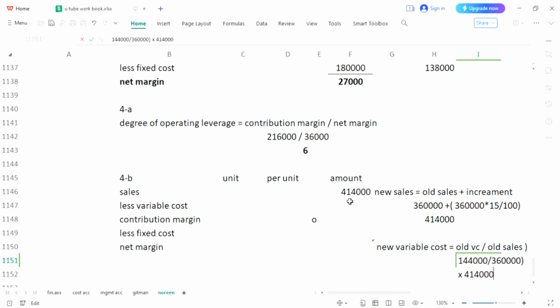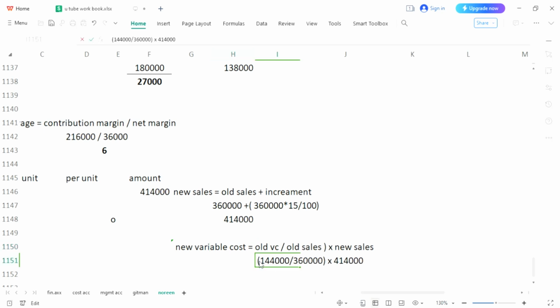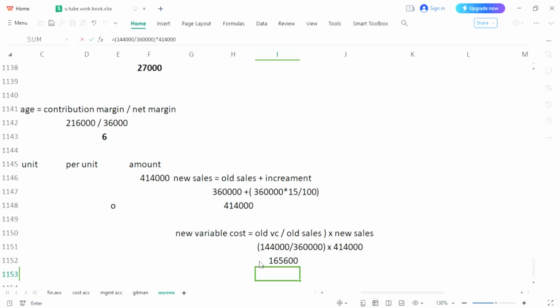So come up over here, and new sales is 4,14,000. What we are doing, hopefully you understood, is that if your sales change, your variable cost will also be altered. So to calculate new variable cost, we have this formula and we are now going to put it on our calculator. Bracket open, 144,000 old VC divided by 3,60,000 old sales, and then it would be multiplied by new sales 4,14,000. We have calculated our new variable cost as well, which is how much?